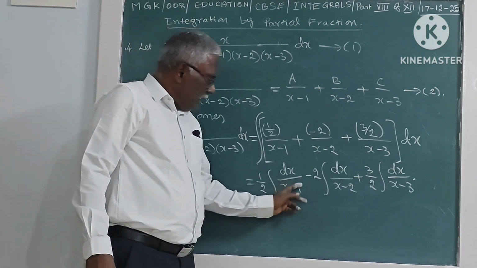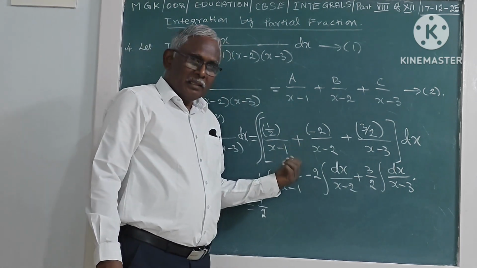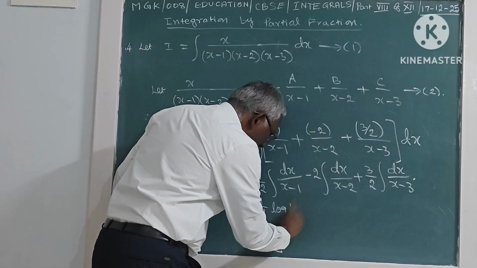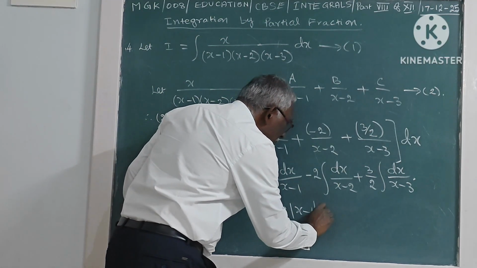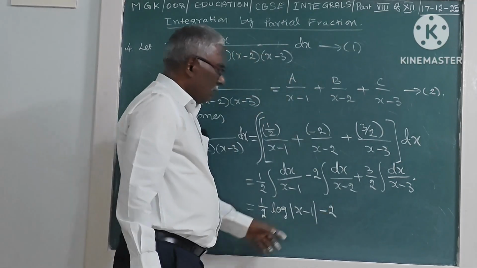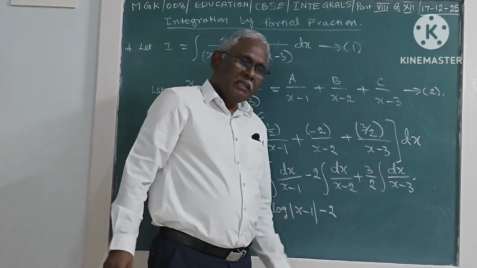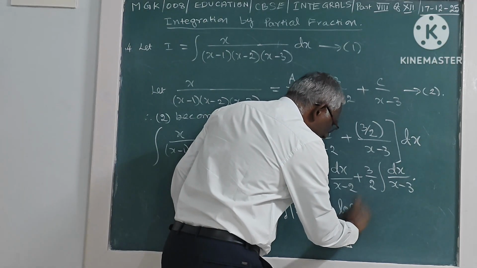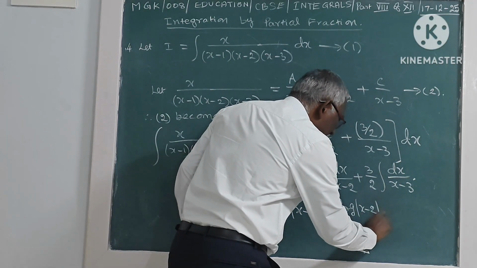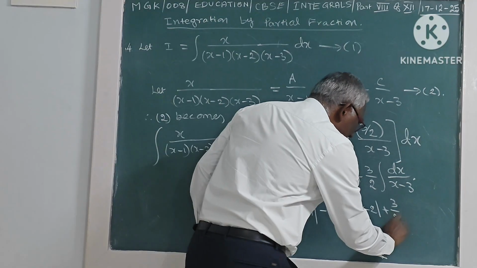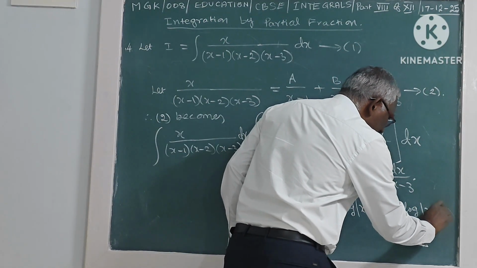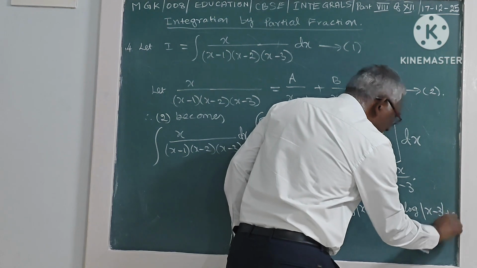If we differentiate x minus 1, dx is coming. So the value of this integral is log of x minus 1, minus 2 times, if we differentiate x minus 2, dx, so minus 2 times log of x minus 2 plus 3 by 2 times log of x minus 3 plus constant.